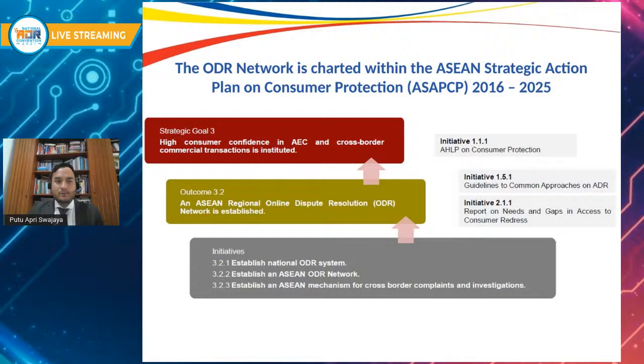All these initiatives strive towards instituting high consumer confidence in the ASEAN economic community and cross-border commercial transactions, as encapsulated in Strategic Goal 3 of our ASAPCP. When developed and if proven successful, the ASEAN ODR network can extend from B2C to B2B and can also be extended to other sectors. The ASEAN ODR guidelines, once completed, will set the benchmark for all AMS to establish their respective ODR, which will pave the way towards interoperability and convergence with harmonization of consumers' laws and policies under the longer term. The ADR guidelines mentioned earlier assess the different approaches to ADR in each AMS and recommend steps to facilitate its implementation. The Needs and Gap study will also help AMS consider reforms with its legal redress mechanism, e-commerce, fintech, and data protection sectors.